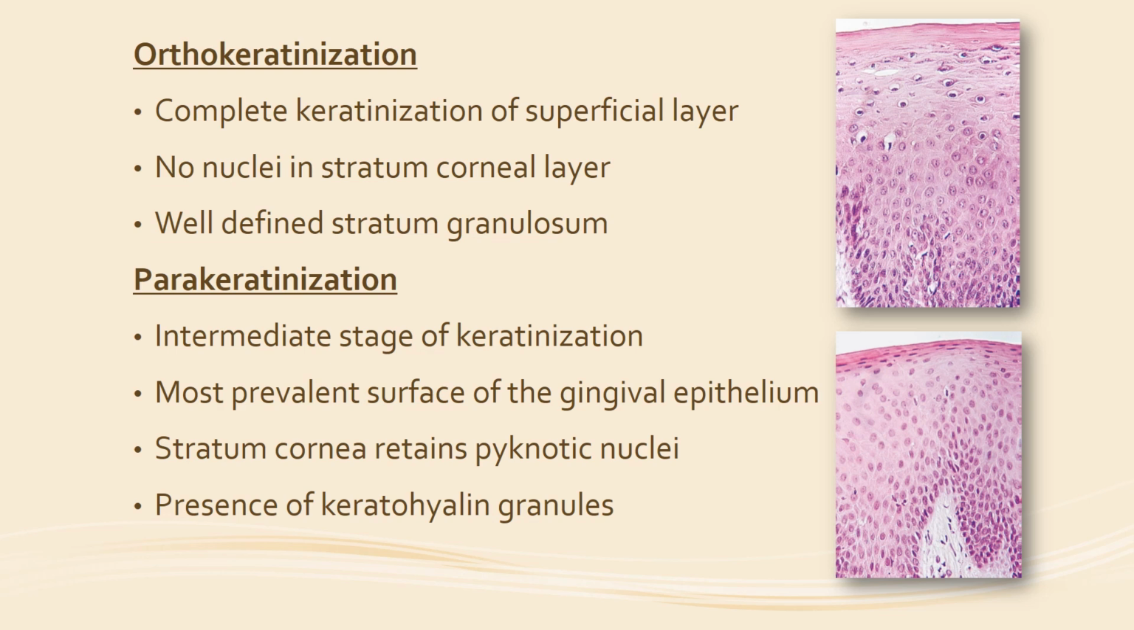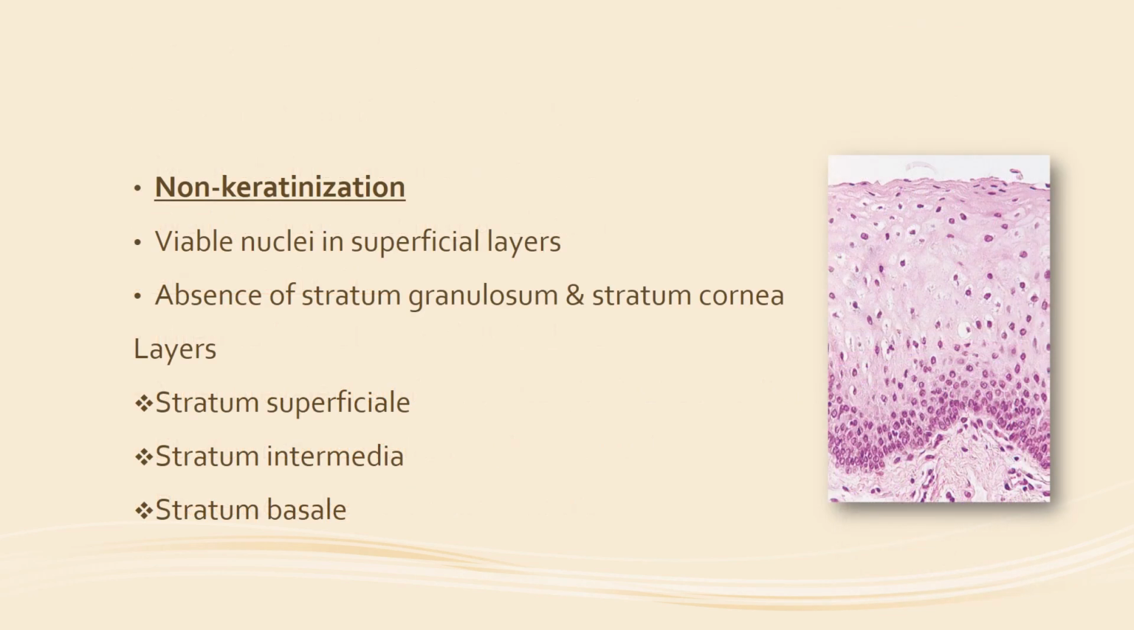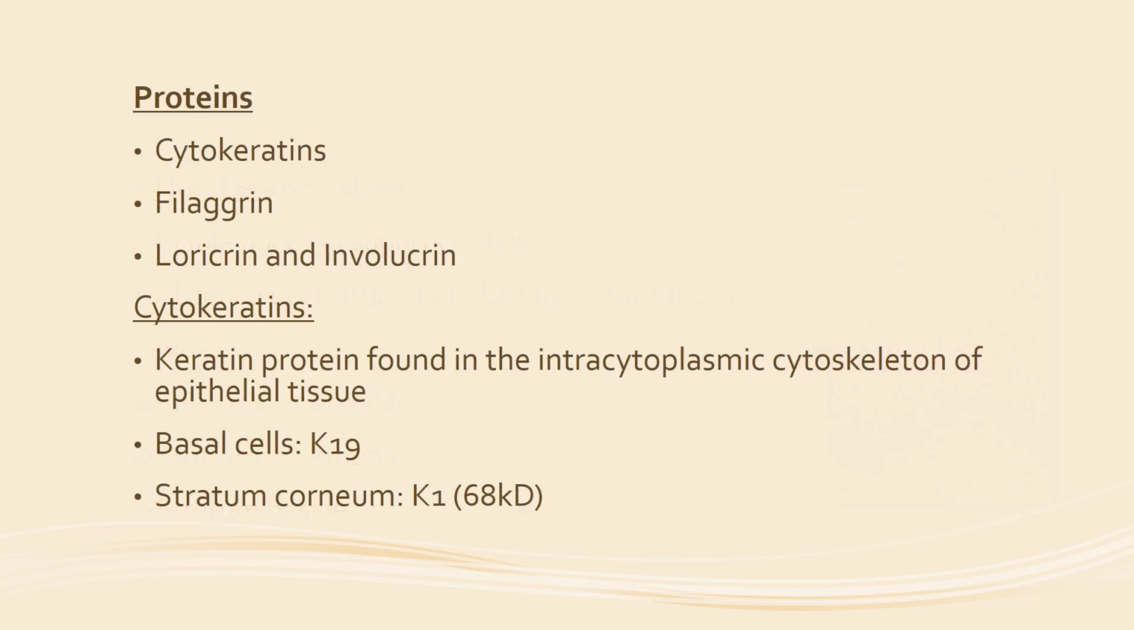Then what is non-keratinization? There are viable nuclei in the superficial layers as seen in the figure, and there is absence of stratum granulosum and stratum corneum layers. The layers of non-keratinization are called stratum superficiale, stratum intermedium and stratum basale. Coming to the proteins, they are cytokeratins, filaggrin, loricrin and involucrin. The cytokeratins are keratin proteins found in the intracytoplasmic cytoskeleton of epithelial tissue. The basal cells contain K19 cytokeratins, while the stratum corneum contains K1 cytokeratins.